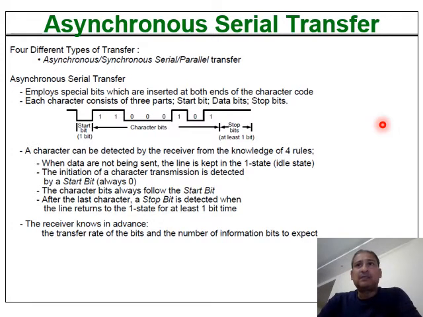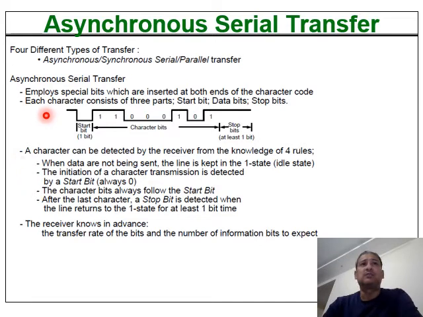Now, what will be the start bit and what will be the stop bit? These are agreed previously between the source and the destination. But in general, the start bit is a single zero. It is always a single zero, right? And the stop bits are usually one or two one bits, right? So a character can be detected.